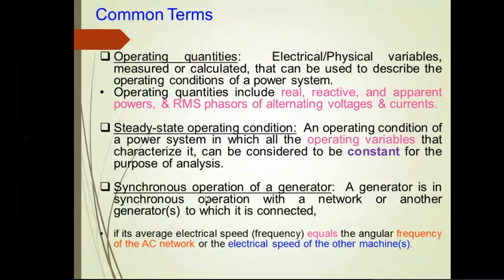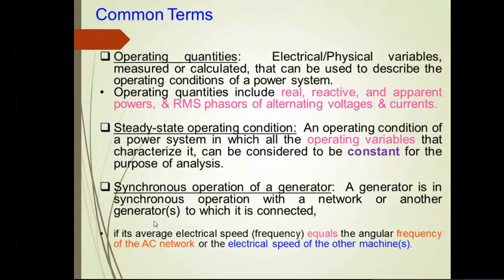Now the third one is the synchronous operation of a generator, continuing from the synchronism word that we referred to in the previous slide. In fact, a generator is in synchronous operation because a generator is normally connected to the network, or there may be several generators in the system. So we want to have the synchronous operation of one generator with respect to the other generators in the system. So it could be the synchronizing operation of one generator with respect to the remaining generators in the power plant.